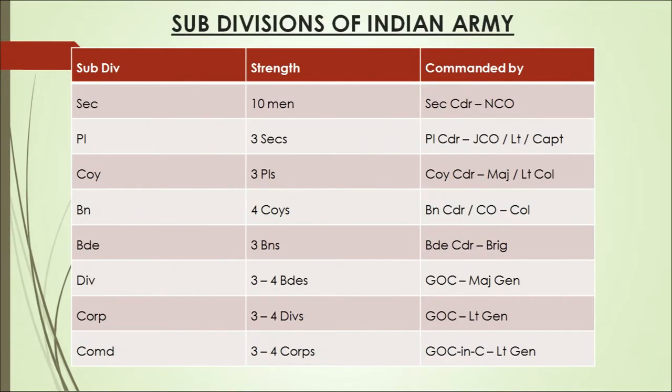Now, 3 to 4 brigades make an infantry division commanded by a general officer commanding who is a major general. 3 to 4 divisions make a corps commanded by the GOC who is of the rank of lieutenant general. And 3 to 4 corps form a command which is commanded by the general officer commanding in chief of the rank of lieutenant general.